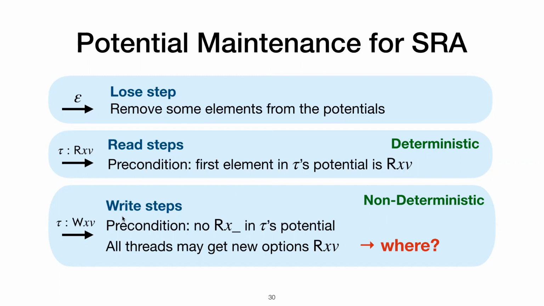And the write step is the most interesting step. This is where we pushed all the complexity. First, there is a technical condition related to strong release acquire, that when you do a write of value v to location x, there is a precondition that there shouldn't be any read x options in the potential of the writing thread. This is because under strong release acquire, when I'm doing a write, I become aware of the most recent write in the whole system. So I shouldn't be able to read earlier writes later in my potential. But the more interesting thing is what happens in other potentials. I should place these new options, R x v, in the potentials of the other threads. And the question is, where should I do that?